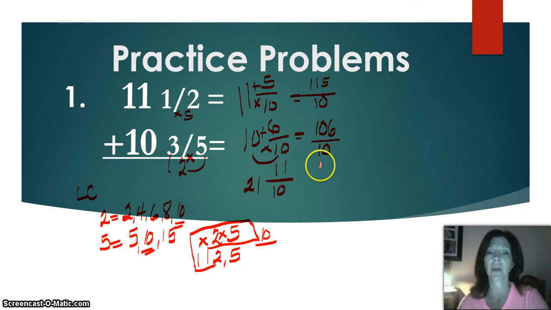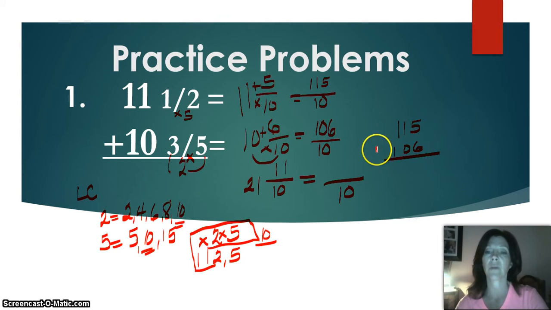Okay? This strategy I'm showing you on this side is going to help you do one step instead of this multiple step here. So you would have added 115 plus 106. Your denominator stays the same, so you would have simply brought down 10. 115 plus 106. 5 plus 6 is 11. Carry a 1. 1 plus 1 plus 0 is 2. 1 plus 1 is 2. So you would have ended up with 221 over 10.